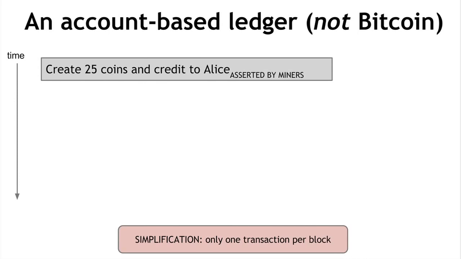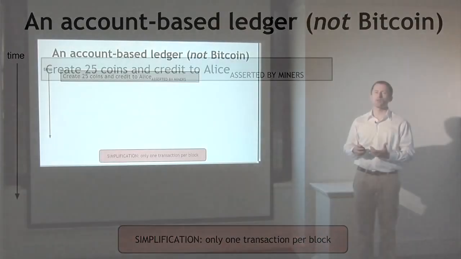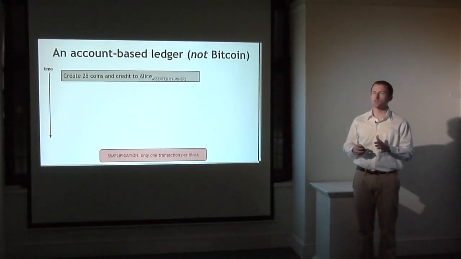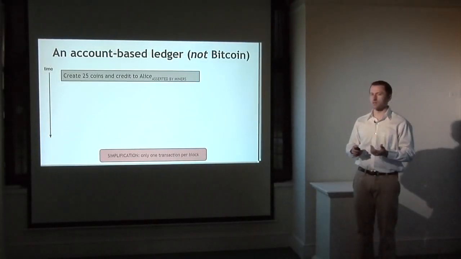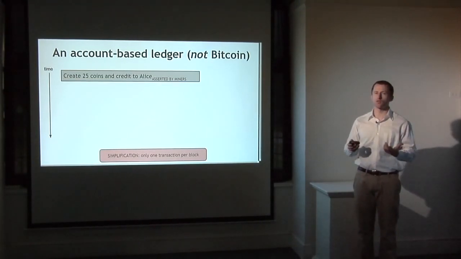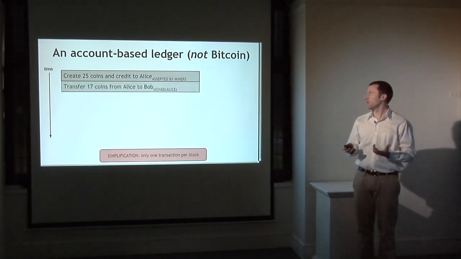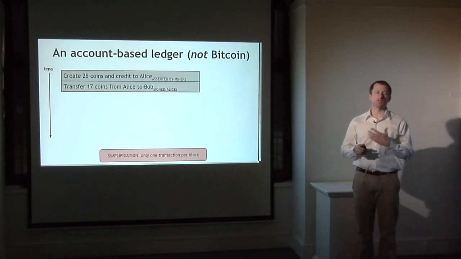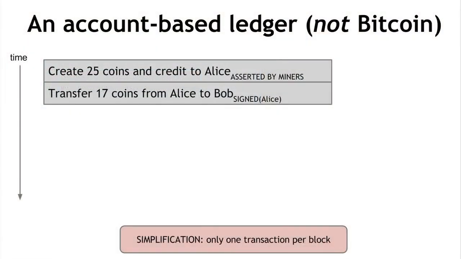So the first model you might think of, which is actually a lot of people's mental model for how Bitcoin works, that we'll look at first, is that you'd have an account-based system. So you can add some transactions that create new coins and credit them to somebody. And then later you can transfer them and you just have a transaction that would say, we're moving 17 coins from Alice to Bob. That will be signed by Alice to authorize the transaction. And that's all the information that would be contained.